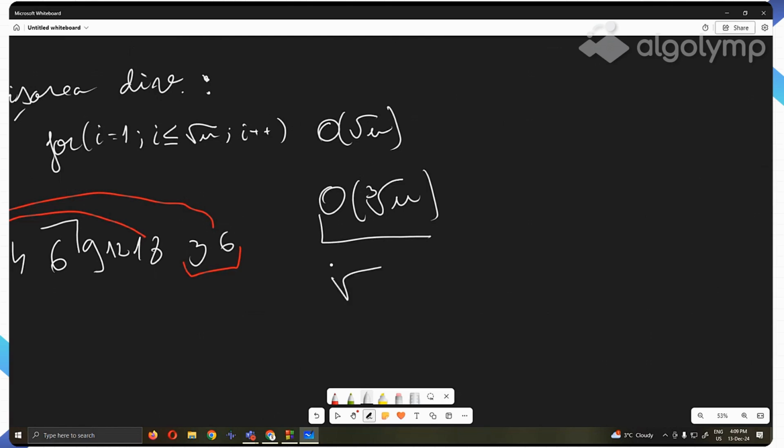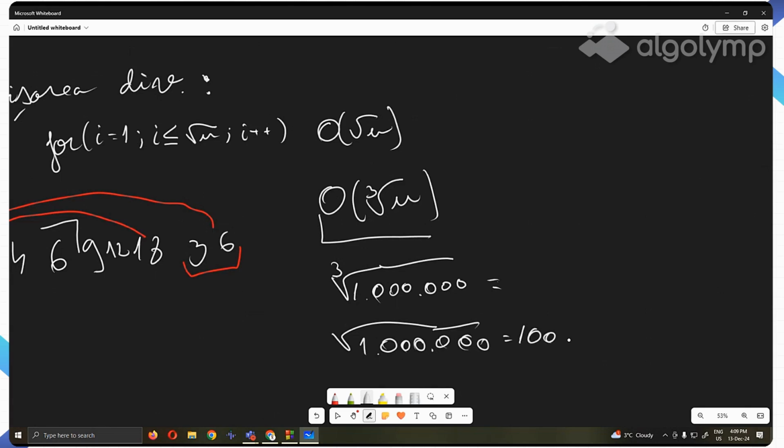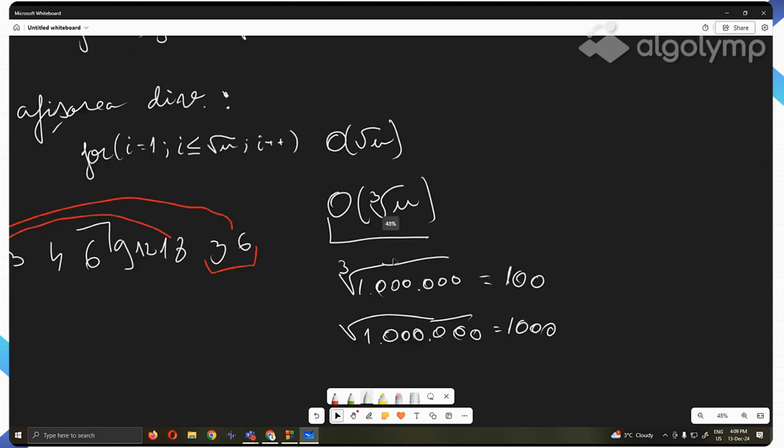Yes. For example, what's the root of order 3 of a million? 1,000. What's the square root of a million? It's 1,000 because 1,000 squared is a million. The root of order 3 of a million is 100 because 100 to the power of 3 is a million. Agreed. Good. So the root is the inverse of the power as a function.